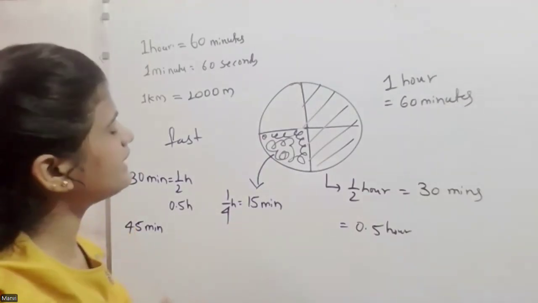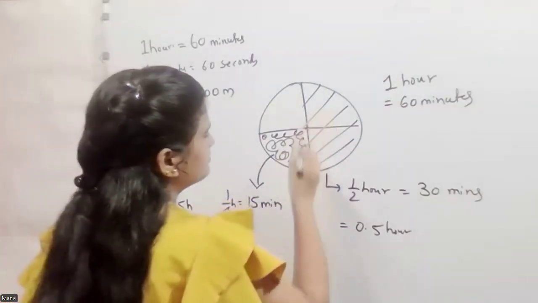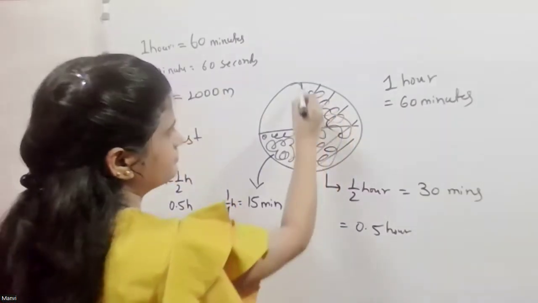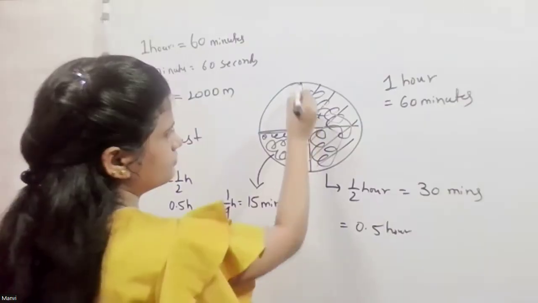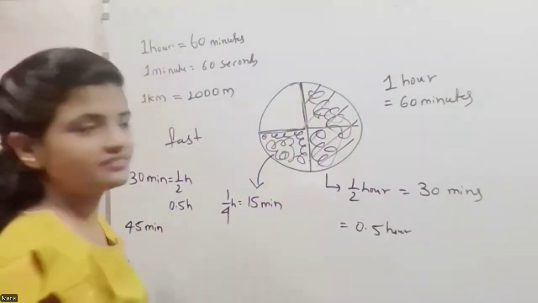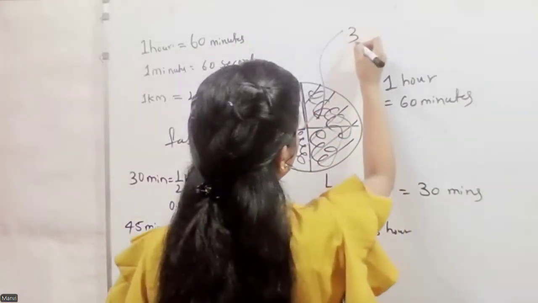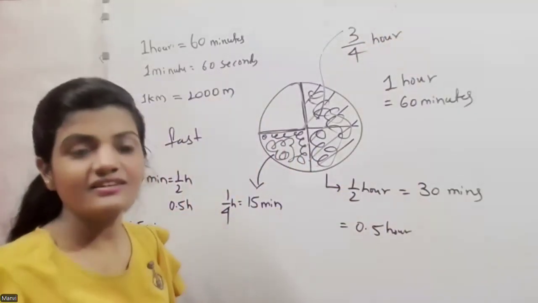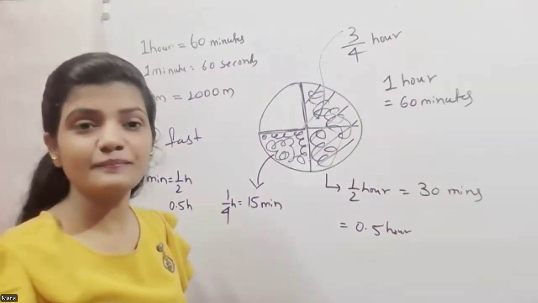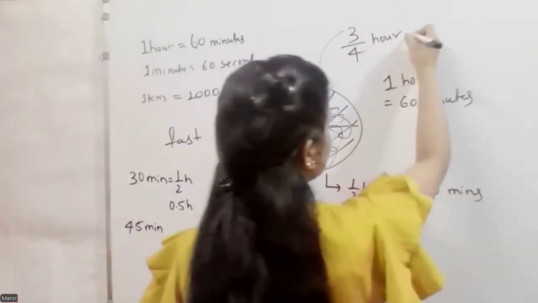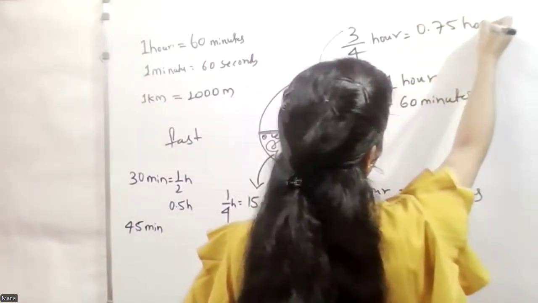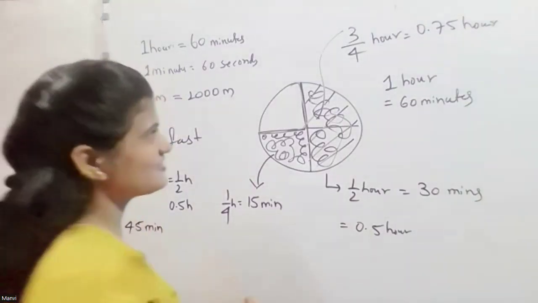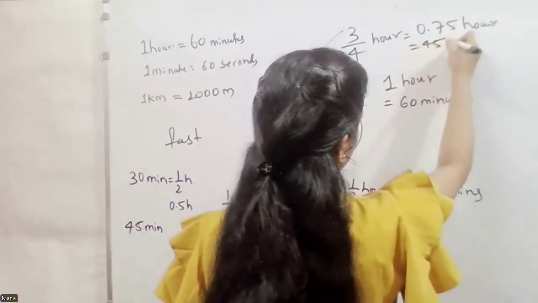Okay. Now tell me about all three. What does this fraction represent? This is 3/4. Very good. So 3/4 or 0.75. So this is 0.75 hour. Or in minutes, how many minutes is it? 45 minutes. Wow. So it is 45 minutes.